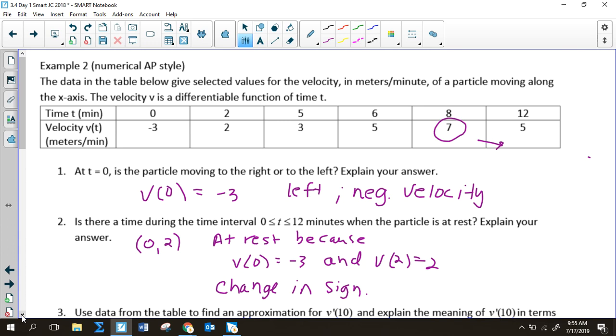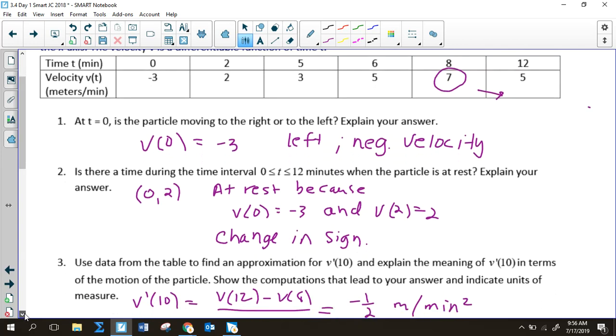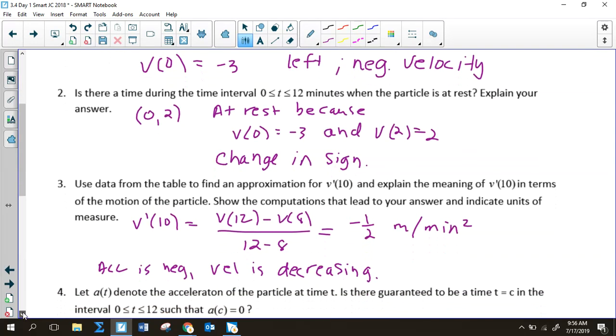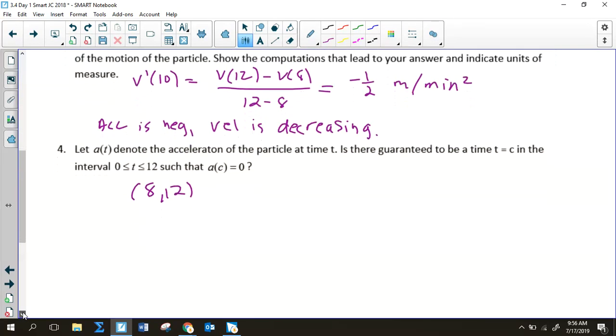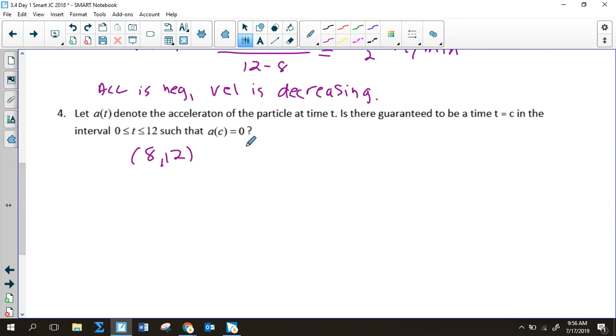It's changing from increasing to decreasing, I guess would be another way to say it. Therefore, since this is happening, there must be a place where the derivative of the velocity is equal to 0. Let me finish that statement first. So yes, velocity changes.